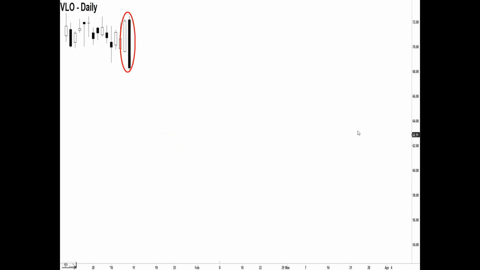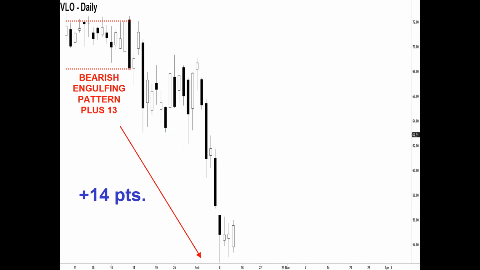And next we're met with a bearish engulfing pattern. So should we take this one? Well, yes, we should, because that is a bearish engulfing pattern plus 13. You see, we're also engulfing not just the previous bar, but 13 other bars, the open to close range of 13 other bars. So this is a higher level of consistency than the previous one, and VLO dropped 14 points right off the bat, coming into February.